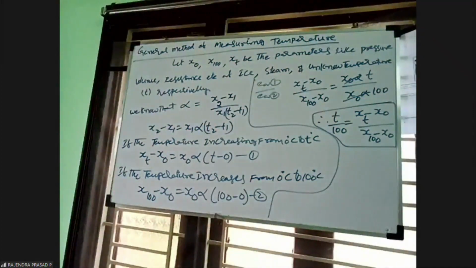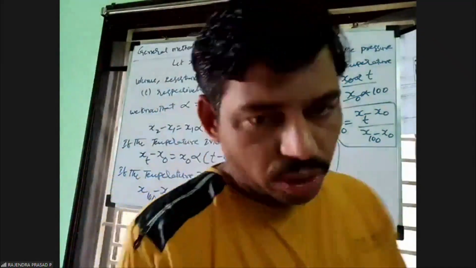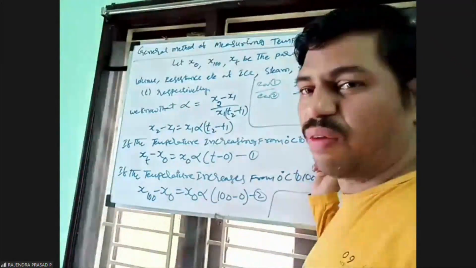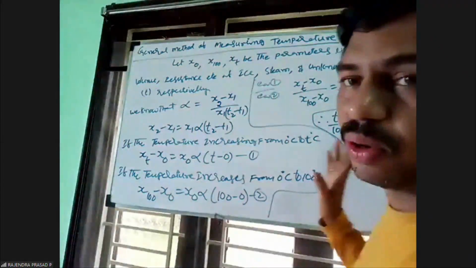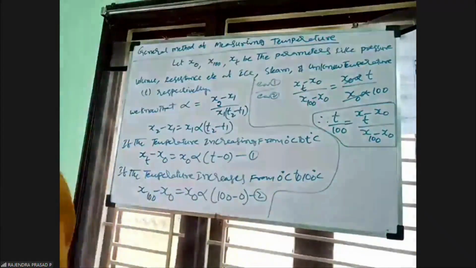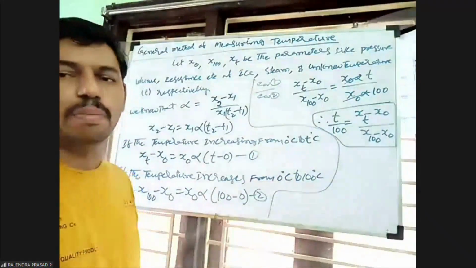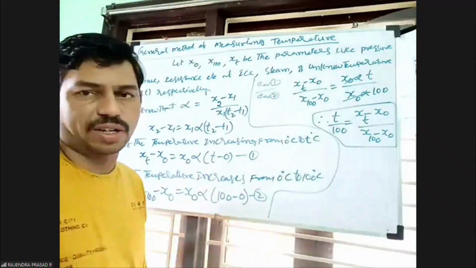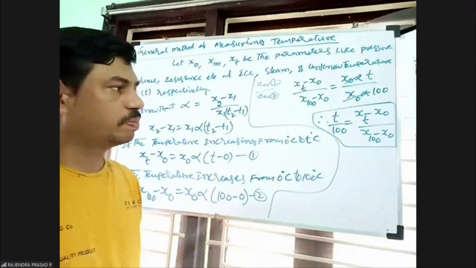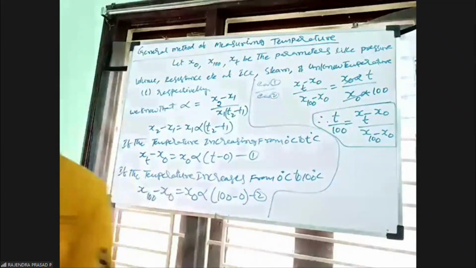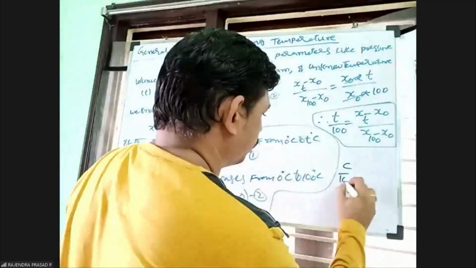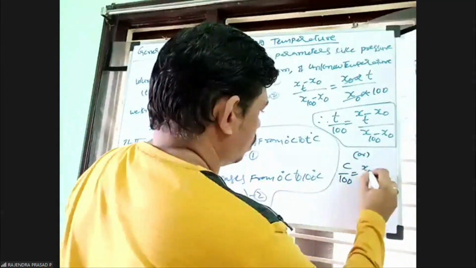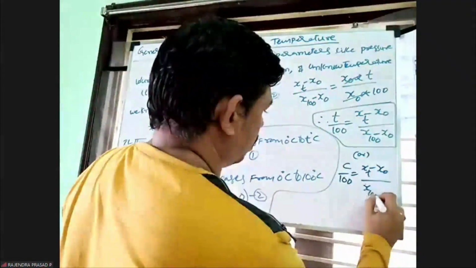Sir, finally we have to remember this last formula. Remember that this is the formula, only for proof. Actually, this is also not important. Just this relation formula is important: t/100 or C/100 = (xt - x0)/(x100 - x0).